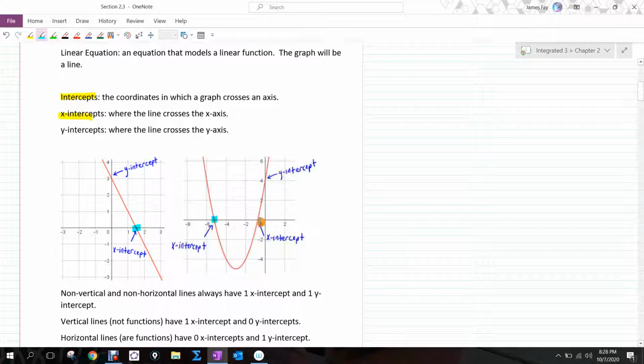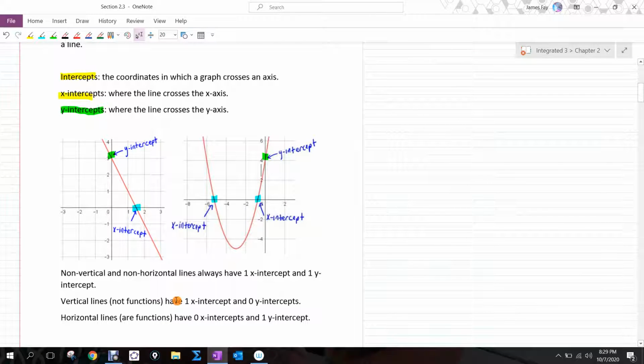Here we have a different function. This is a parabola, but we still have where we cross the x-axis, so we still have x-intercepts. Where we cross the y-axis, those are obviously then called y-intercepts. Okay. As long as the line is non-vertical, so it's not straight up and down, it will always have a y-intercept. And as long as it is non-horizontal, it will always have an x-intercept.